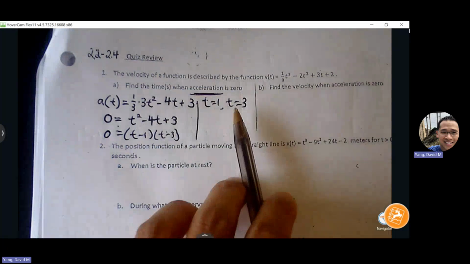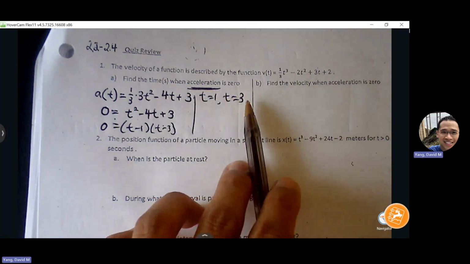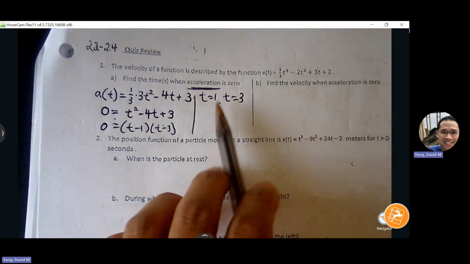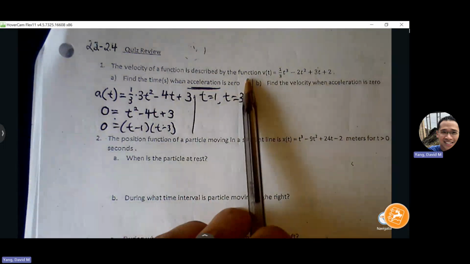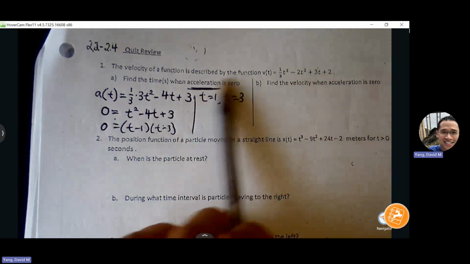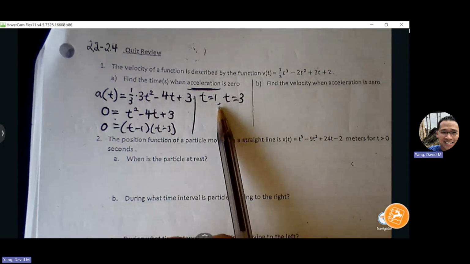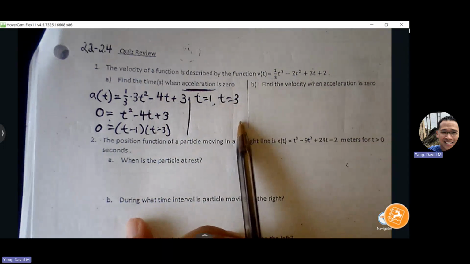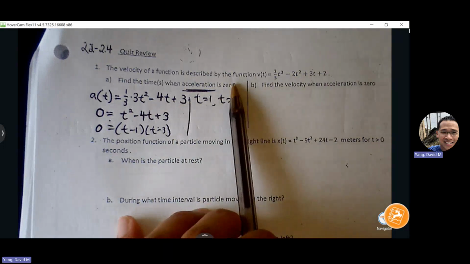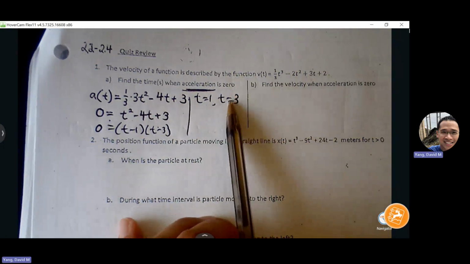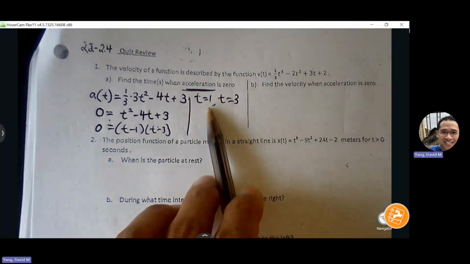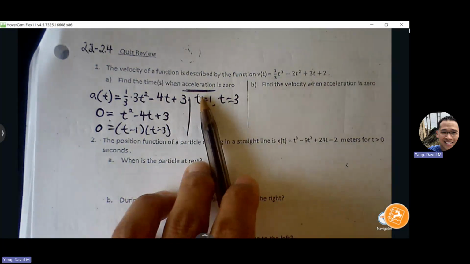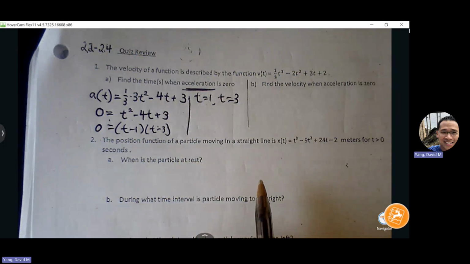The problem doesn't specify the unit for time, but let's assume it's seconds. t equals 1 and t equals 3. If the problem doesn't give you a time unit and doesn't ask you for one, you're not expected to know what the time unit is. But if the problem gives it to you and asks for units of measure, then you have to make sure you provide it. So there are 2 different times when acceleration is 0: t equals 1 and t equals 3.